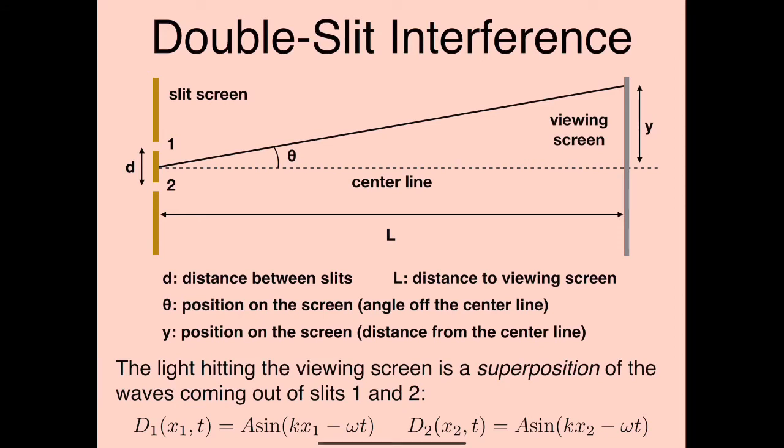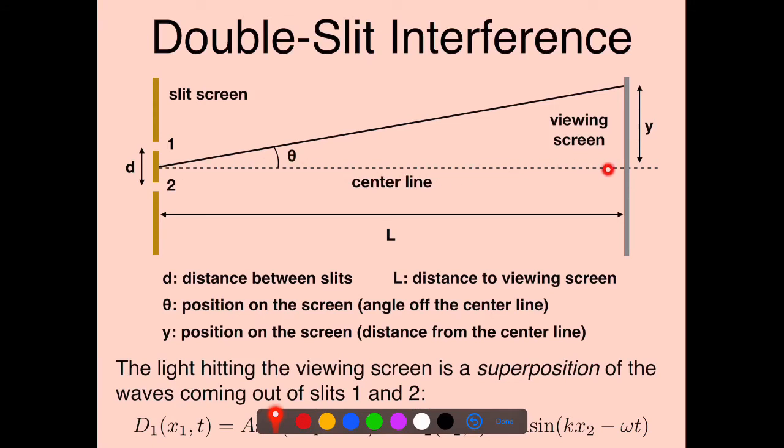Next, we're going to want to be able to locate a certain position on the viewing screen, and there are two different ways we can do that. We can do it with an angle. This angle theta is measured off of the center line here, which goes right through the center of the two slits. So the angle relative to that line is theta. But we can also do it with a distance y, which is just an actual linear distance off of the center line along the screen. So those are two different ways we'll locate a position on the screen.